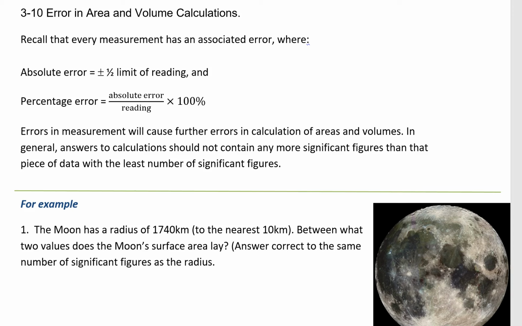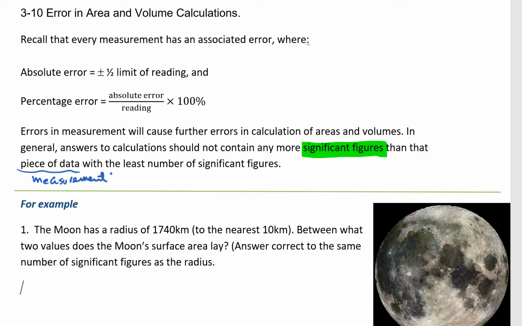It says answers to calculations like area and volume should not contain any more significant figures. So we're now talking about something very different in terms of the significant figures than the piece of data with the least number of significant figures. Now, the piece of data is just the measurement that you will be using.